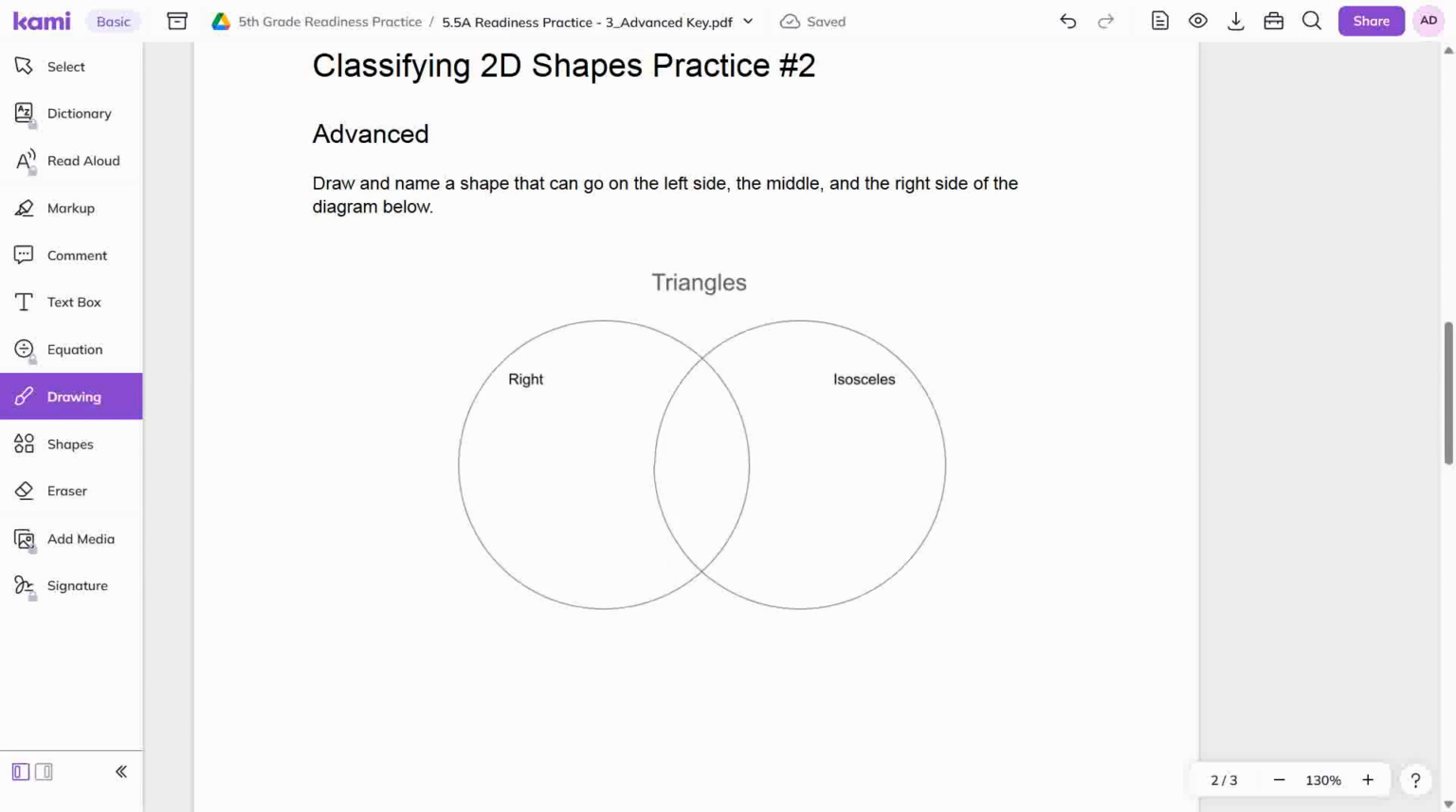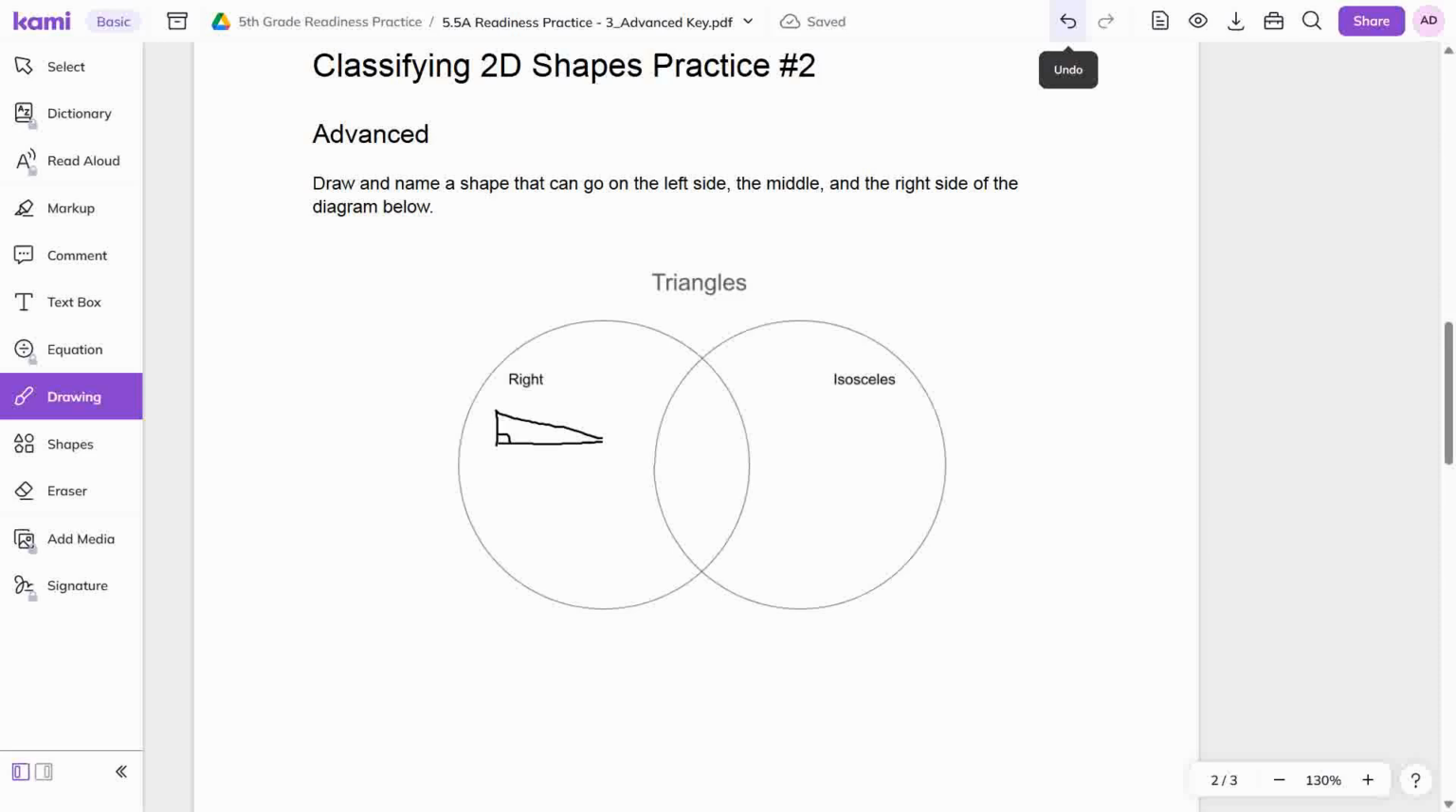Now, we need to draw and name shapes that go to the left, middle, and the right side of the diagram. So what do we have here? Well, we've got triangles. So we're not dealing with 4-sided shapes anymore. What do you know about right triangles? Well, it simply has a right angle. Okay, and so I can draw a right triangle that looks kind of like this. And so this is a right triangle because it has a right angle. And I could draw a few other ones.